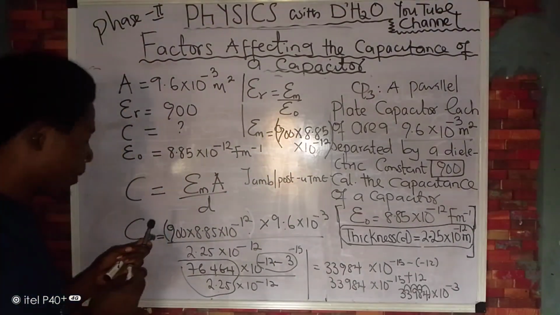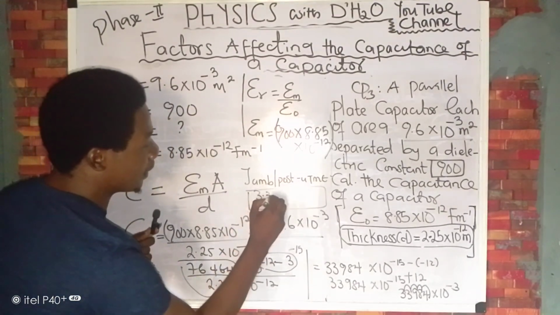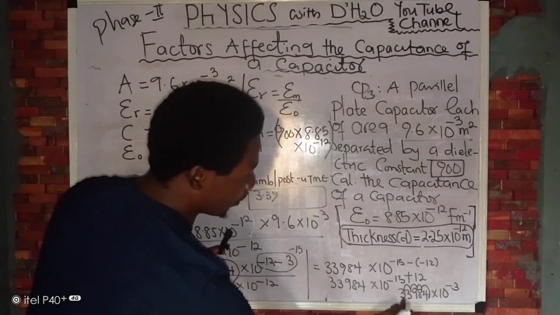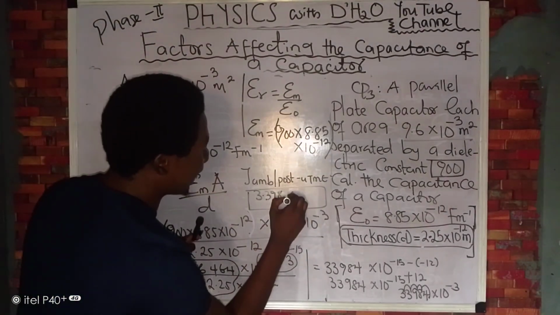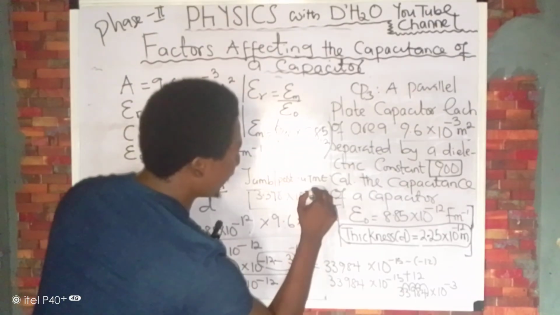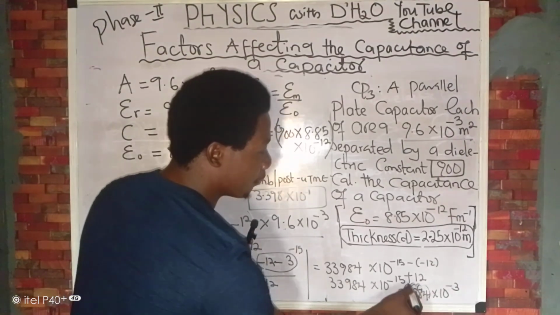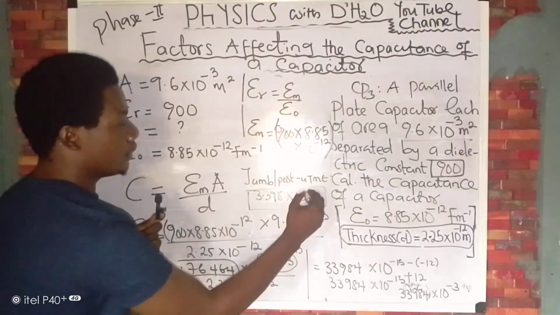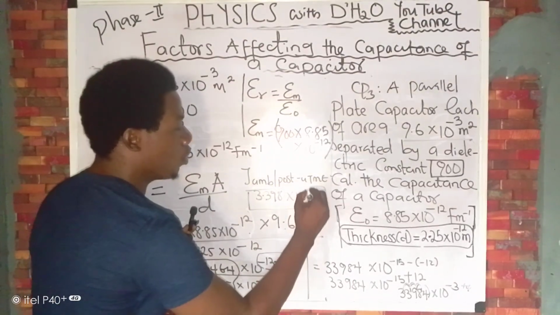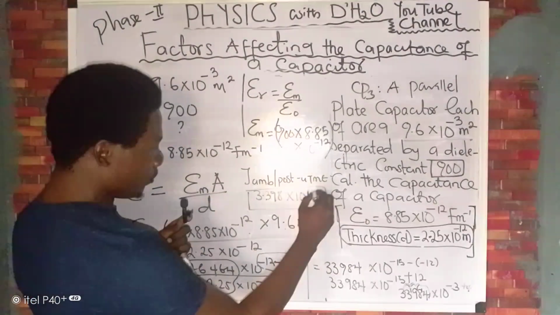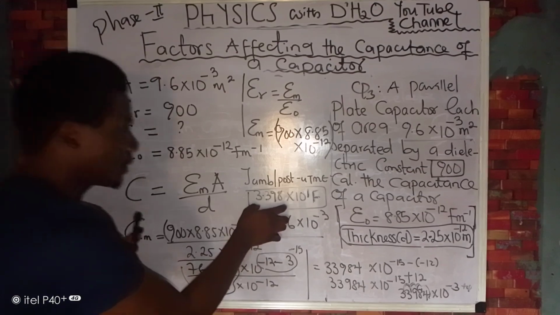So our answer becomes 3.398 times 10 raised to the power of 1, because you have moved 1, 2, 3, 4, so you add 4 here, and you have 1. This becomes the capacitance of the capacitor, raised to the power of 1, in farad. Remember that the unit for capacitance is farad. So this is the answer to the question.